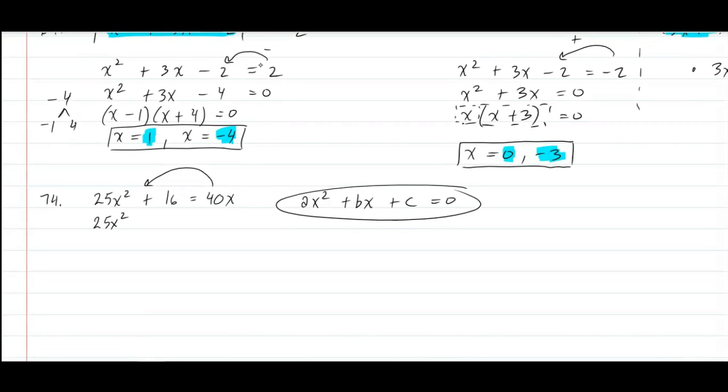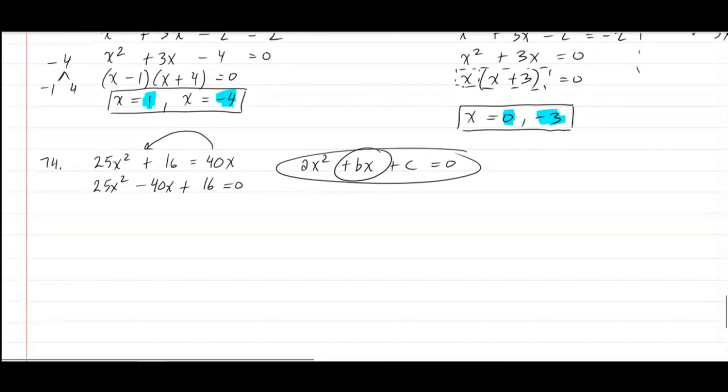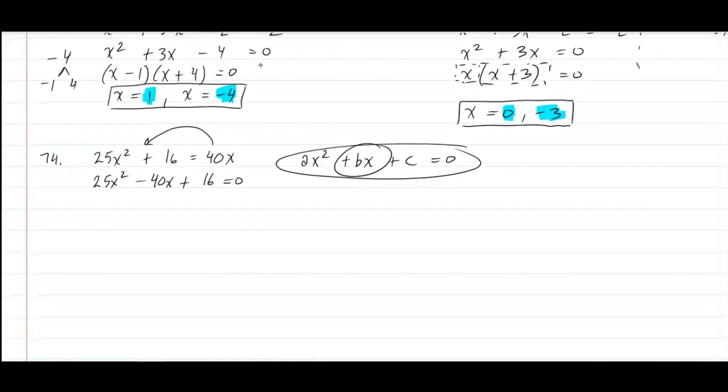So you've got to make it look like the quadratic, right? So 25x squared minus 40x. Look at where I'm putting the minus 40x, because I want to make it look like this format. I want to put the bx in the middle, and then plus 16 is equal to 0. Now, you want to think of two factors. When you multiply 16 and 25, I believe you have 400, right? So you can pause the video and think to yourself, what are those two factors that multiply to 400 yet add up to -40? And those two factors are -20 and -20.